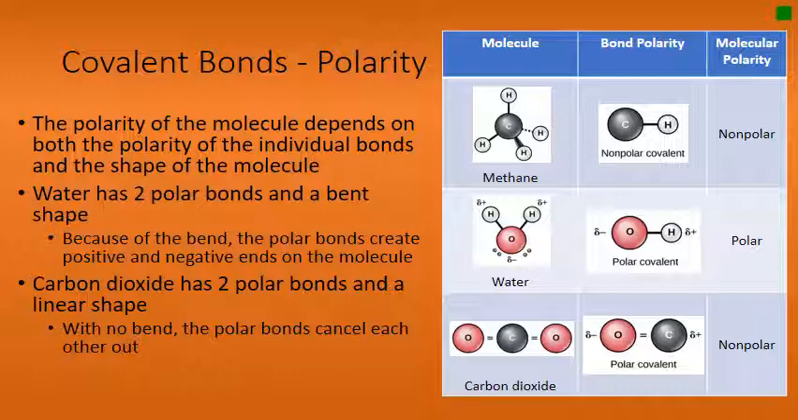Sometimes you can have polar bonds in a molecule, and yet the polar bonds cancel each other out because of the symmetrical shape of the molecule. And that is the case in carbon dioxide. Because carbon dioxide is linear, even though both oxygen-carbon bonds are polar and favor the oxygen, the two polar bonds cancel each other out, and the molecule itself is nonpolar.